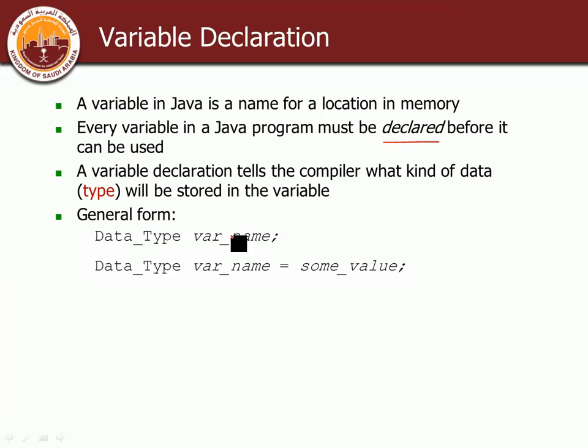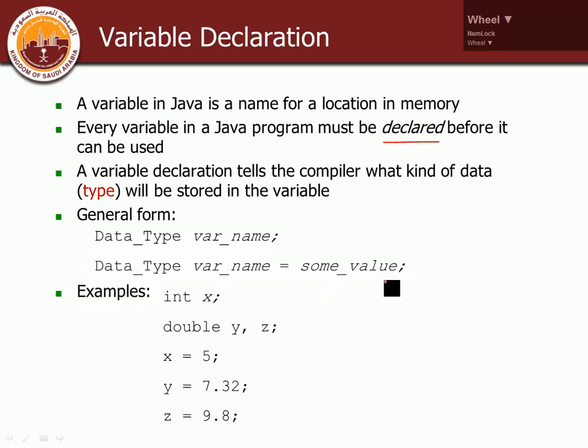So this is how it works. We use data type and variable name. Or there's another way to do that. We can use data type, variable name, and then we put some value inside of it. As an example, we can have these types of declarations. Okay, so have a look at this. I'm declaring a variable named x, and what is its data type? Int. Is int for real numbers or whole numbers? Whole numbers. Double is for real numbers.